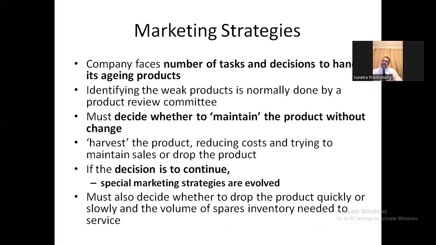So what is the marketing strategy in the decline stage? The company faces a number of tasks and decisions to handle the aging products. They can either maintain the product without any change, they can harvest it, they can use it as a cash cow if there is one, or they can continue. If they have to continue, they need a special, new marketing strategy as well.